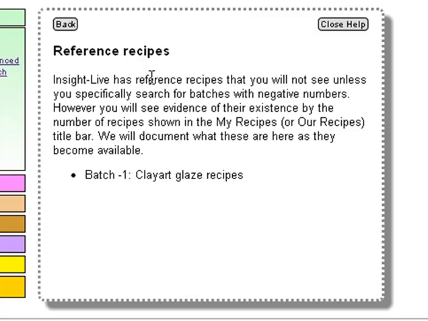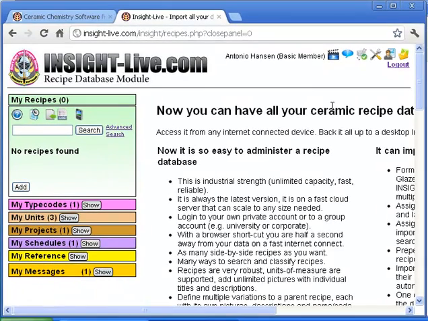Although it appears I have no recipes over here, actually I do. And these batches are negative numbered. They count down from 0, whereas the batches that you'll be importing count upwards from 0. So let's close this and let's try to search that database. So that was -1.